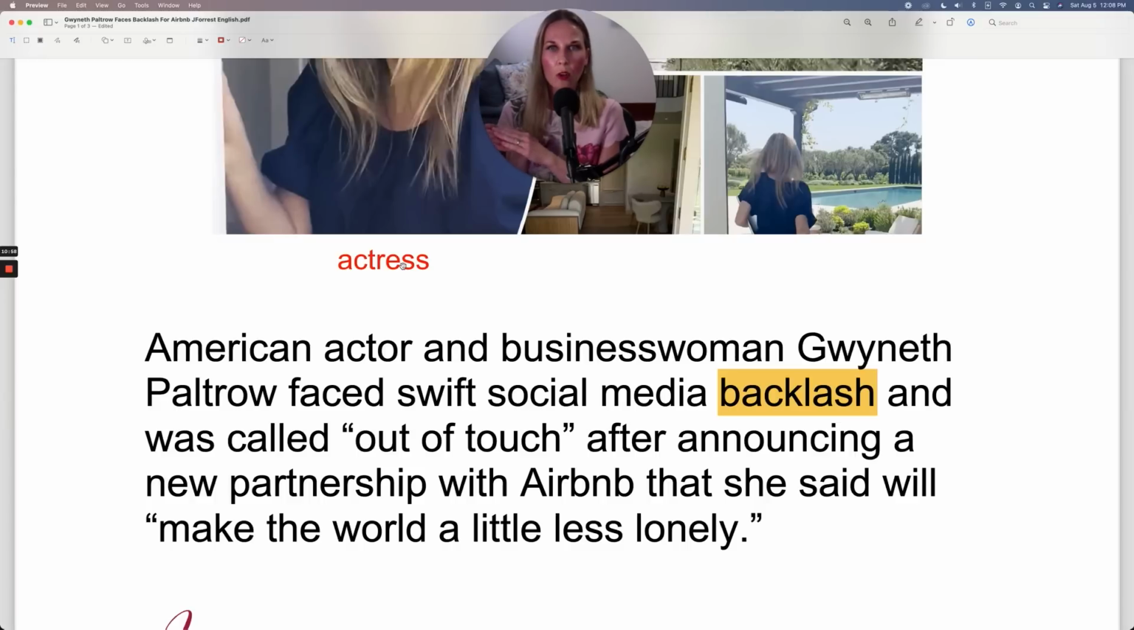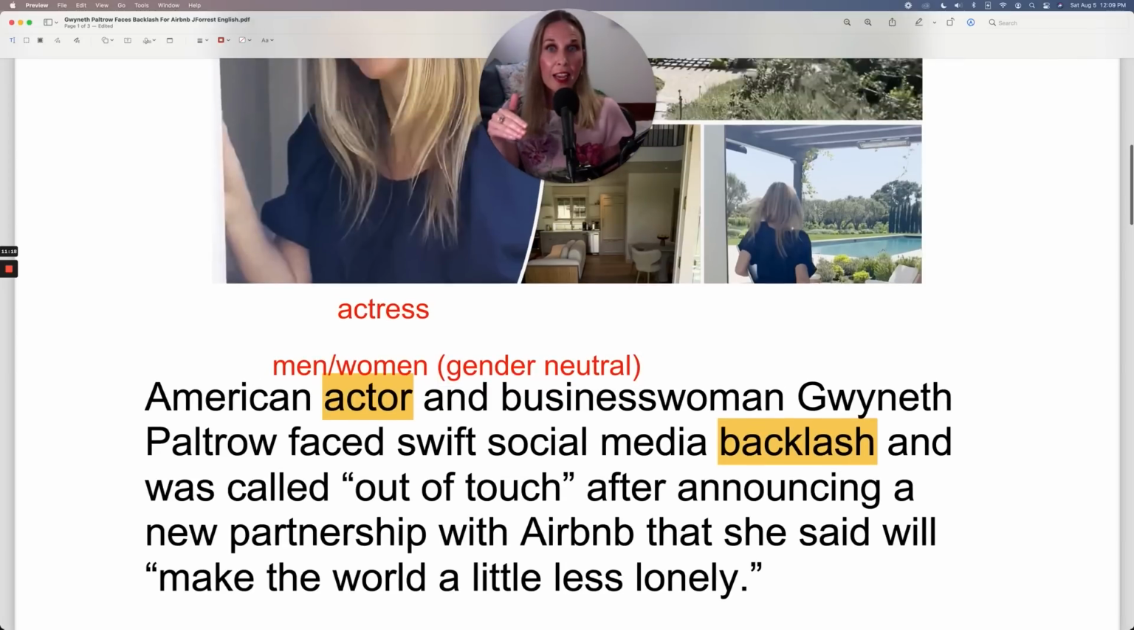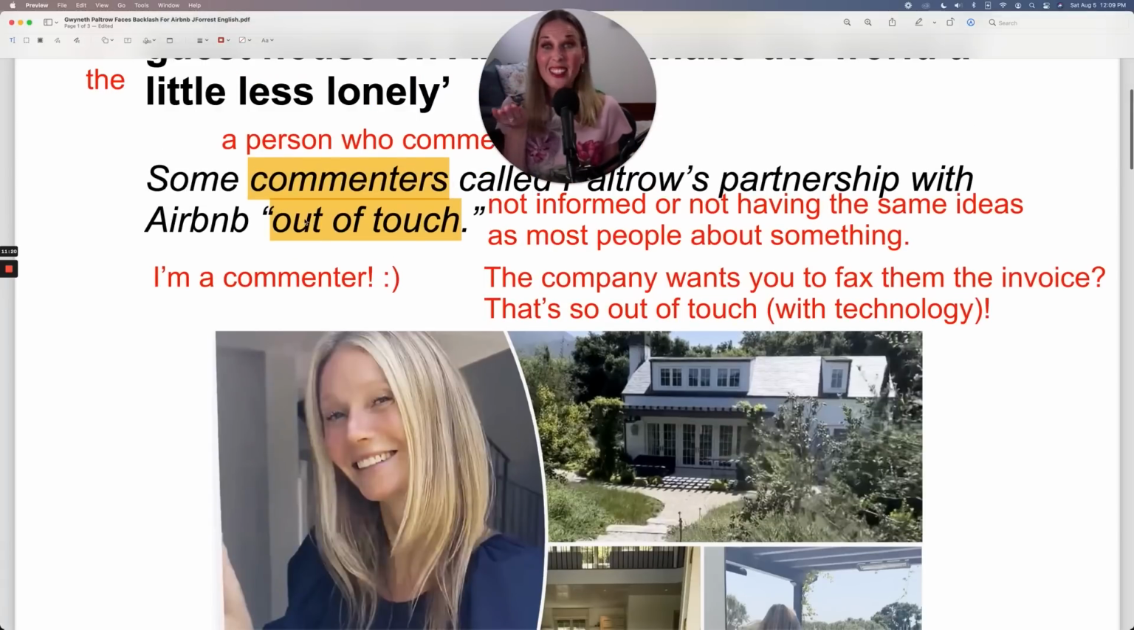That doesn't sound correct. But now actor has become gender neutral in the English language, and it refers to men and women. Men, women. So it's gender neutral. So if someone keeps referring to someone as an actress, you can say, well, actually, that's a little out of touch because in modern usage, you don't need to specify actress. You can simply use actor for both men and women.